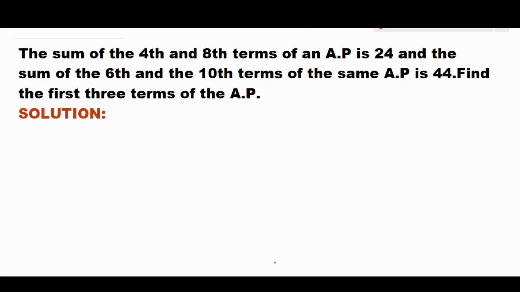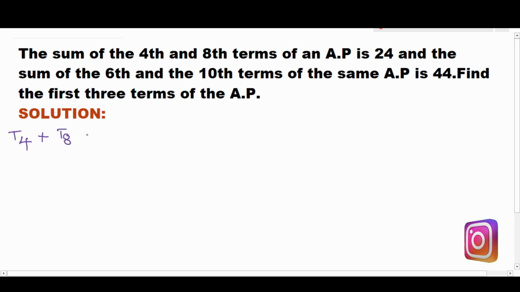The next problem. The sum of the 4th and 8th term of an AP is 24 and the sum of the 6th and 10th term of the same AP is 44. We need to find the first 3 terms of the AP. So let's write what's in the data. In the data you can see they have given T4. The sum means it's plus. T4 plus T8 is equal to 24. And we have one more equation, that is T6 plus T10, which is equal to 44.